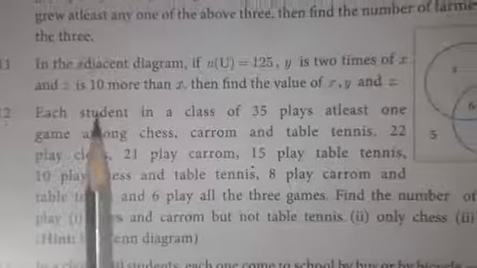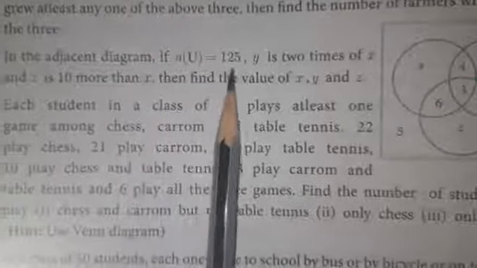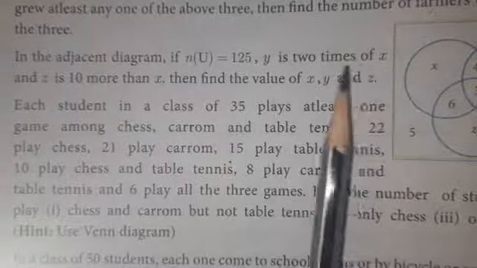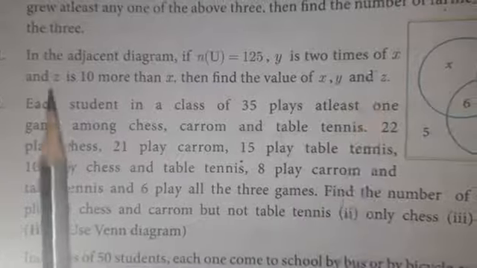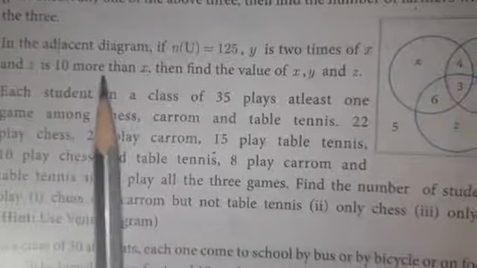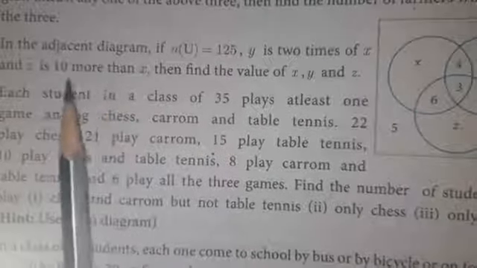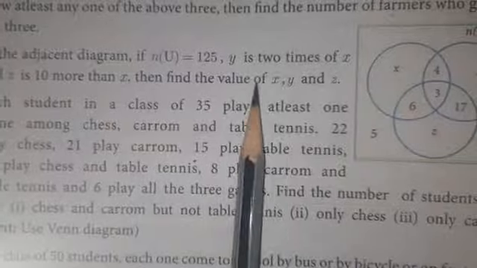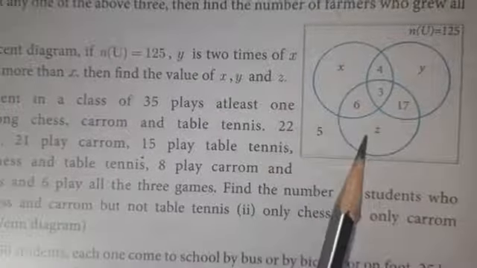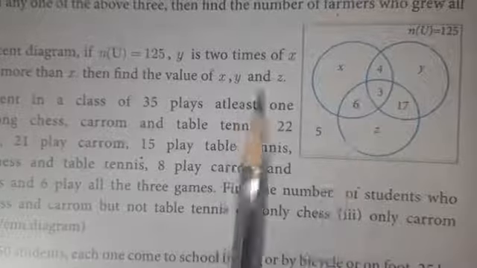11th question. In the adjacent diagram, if n of u is equal to 125, y is 2 times x, that means y value is 2x, and z is 10 more than x, that means z is equal to 10 plus x, because more, you add 10 plus x. Then find the value of x, y, z. They have given the Venn diagram here. By using this Venn diagram, find the value of x, y, z.